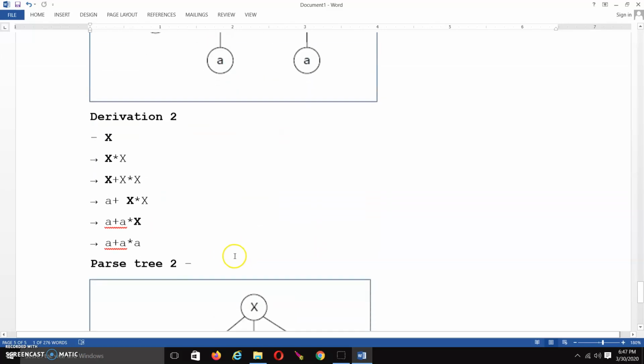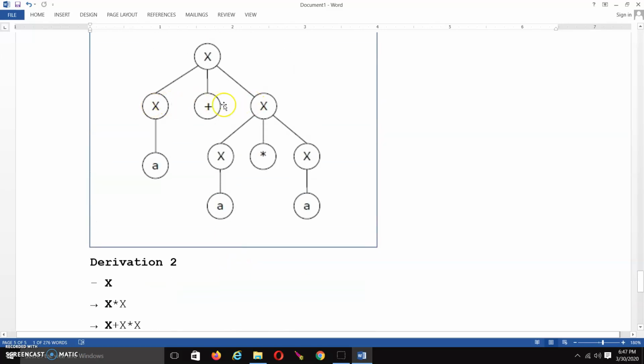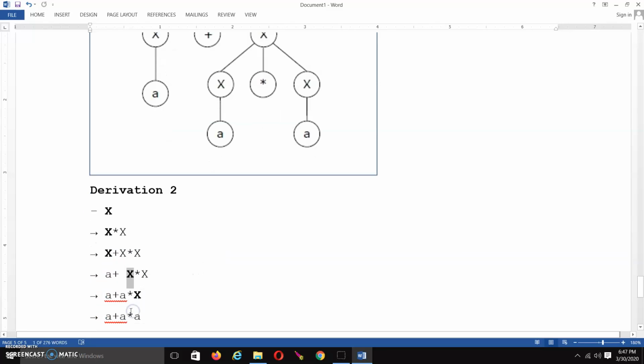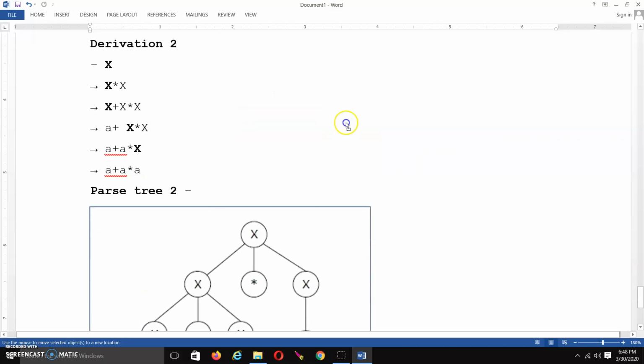And I am going to construct another type of derivation. Instead of X plus X, I treat X as replaced by X star X. The first X is going to be replaced as X star X. After that, this X is once again subclassified into the replacement production X plus X. So this X is replaced as a, this X is replaced as a, and this X is replaced as a, giving the same a plus a star a. Both are different parse trees.